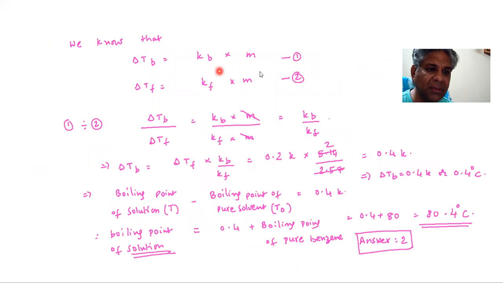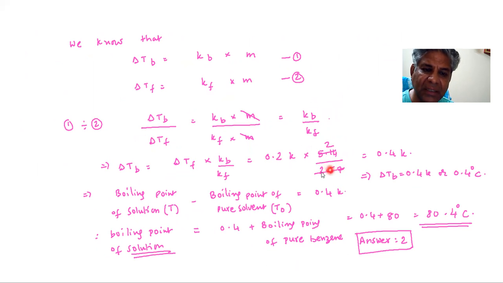We know that delta Tb is equal to Kb into m, and delta Tf is equal to Kf into m. Divide one by the other: delta Tb by delta Tf is equal to Kb by Kf, as molality gets cancelled. You have to calculate delta Tb first, because you know delta Tf, Kb and Kf. So delta Tb is equal to delta Tf into Kb by Kf. Delta Tf is 0.2, and Kb by Kf is also easy to cancel.